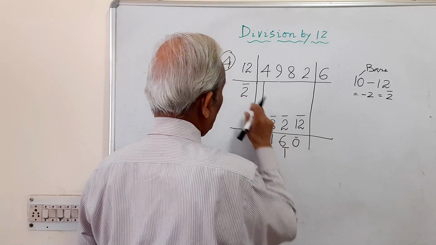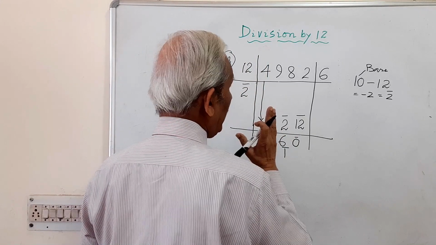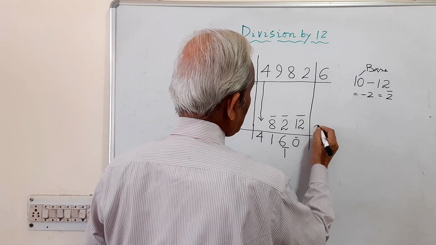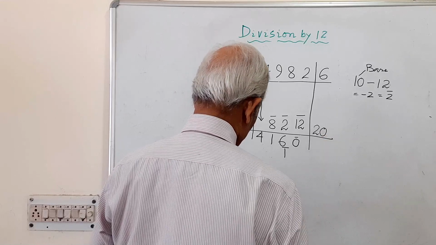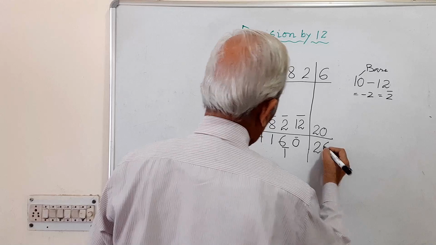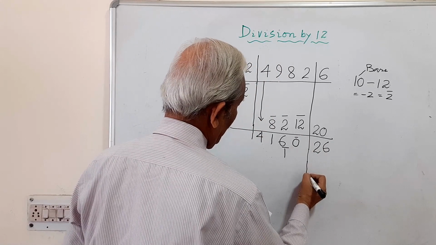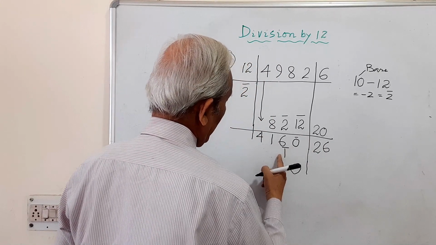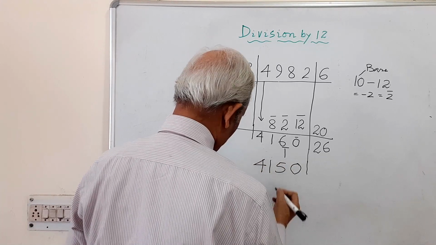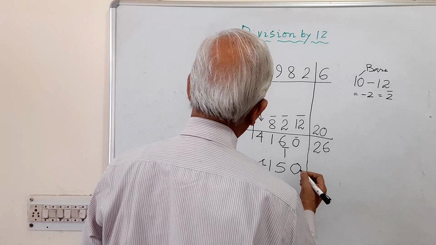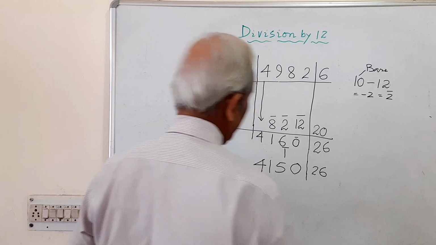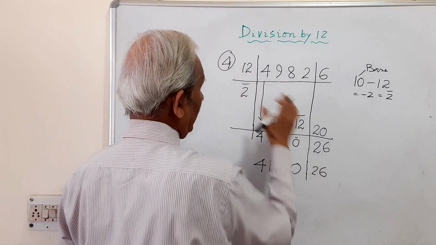Now this 10 bar into 2 bar is what? 20. Minus 2 into minus 10 is plus 20. Right? So this becomes 26. And here it's 0 as it is. 0 has got no change. 6 minus 1 is 5. 4, 1, 5, 0. And there is 26. Now, there is one thing which is to be seen. This is more than the divider.